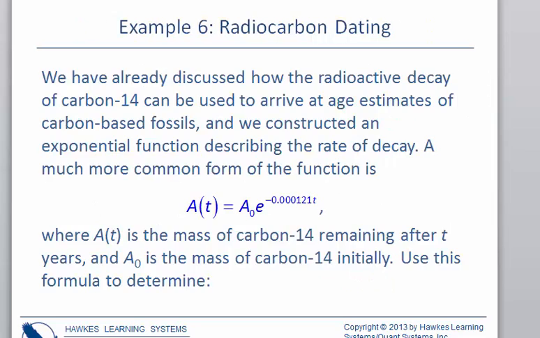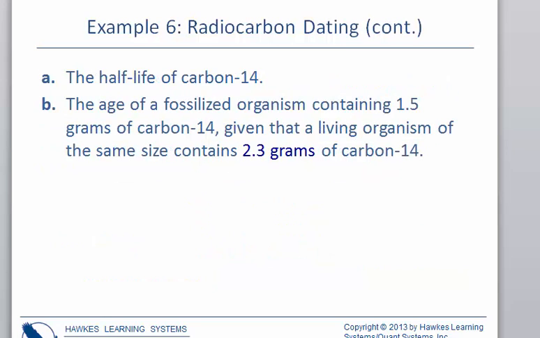Okay, so let's move on to our next example. Our next example involves radiocarbon dating, or half-life. So we've already discussed how the radioactive decay of carbon-14 can be used to arrive at age estimates of carbon-based fossils, and we constructed an exponential function describing the rate of decay. So our function looks like A of t is equal to A sub 0 times e raised to the negative 0.000121t. A sub t is the mass remaining after t years. A sub 0 is the mass that you had initially. And so we want to use this formula to determine, first of all, the half-life of carbon-14.